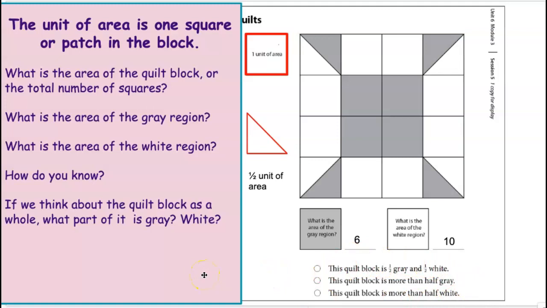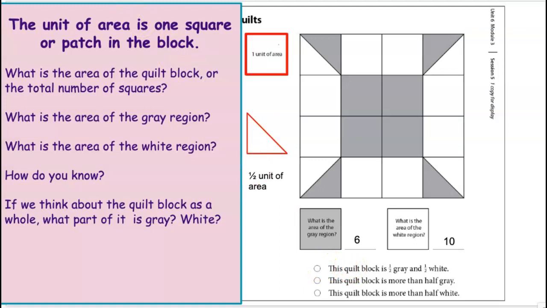So now we're thinking again about how much of our quilt block is gray and how much is white. Now I cannot take 16 and break it in half and get 6 and 10. That's not how doubles work. So I already know that 6 is not half of 16 and 10 is not half of 16. So if we think about the quilt block as a whole and what part is gray and what part is white, we know that the quilt block is not half white and not half gray. So I already know that that one is not true.